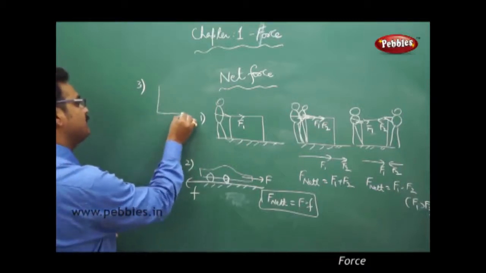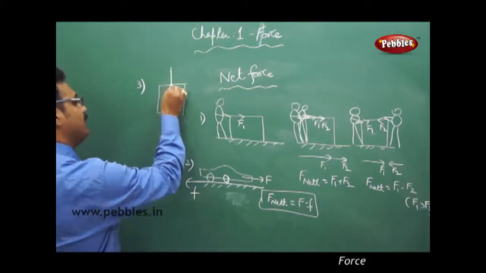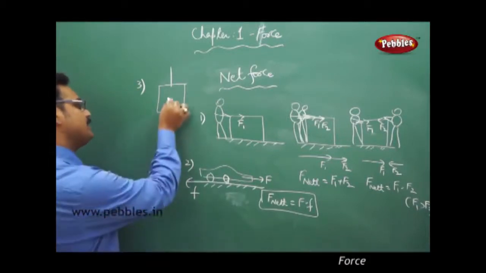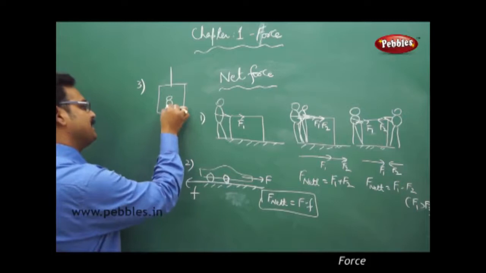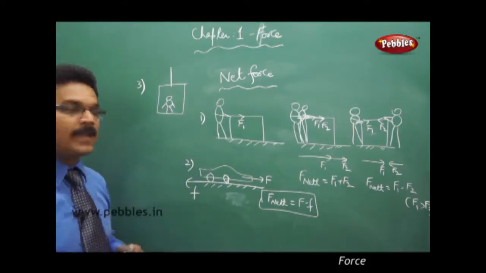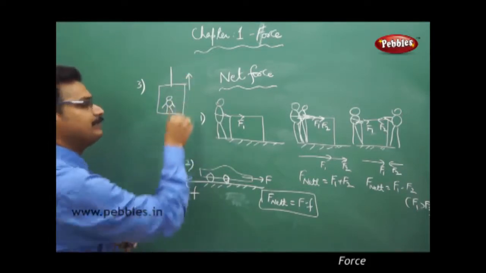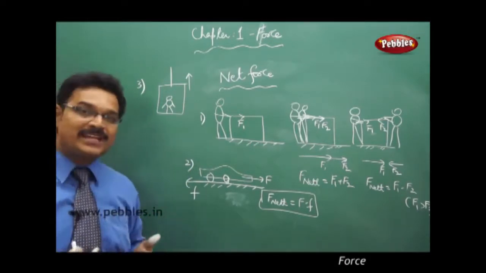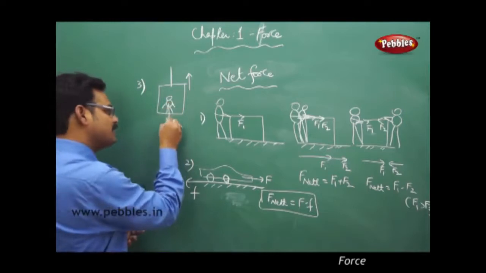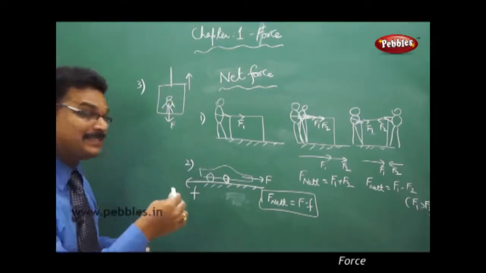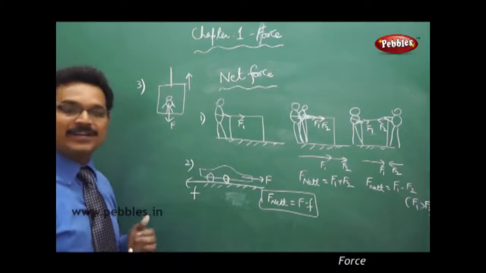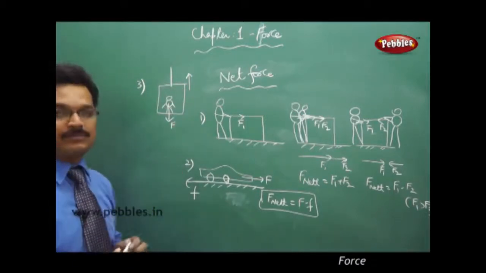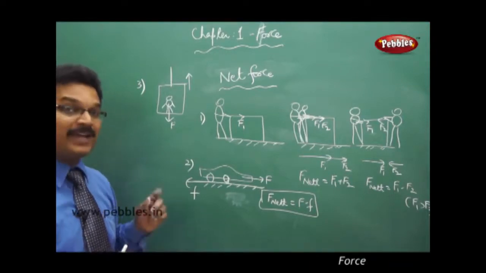There is an elevator. Elevator, you know elevator. Elevator means lift. Inside this elevator, a person is standing. And the elevator is moving in the upward direction. In the elevator also many forces are acting. One is the person's weight. The person's weight plus the elevator weight is acting in the downward direction. Because of that, it has to fall onto the ground. But it's not falling, it's moving up.